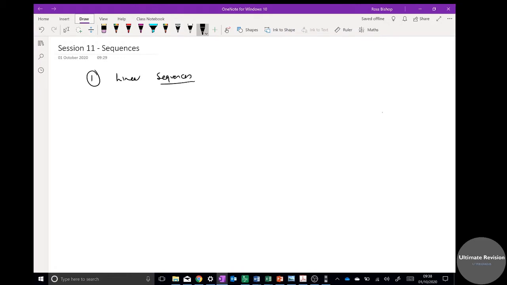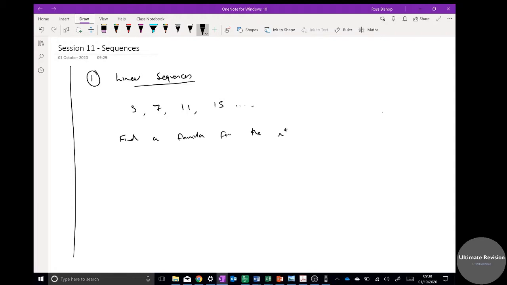We're going to look at some linear sequences. And you might be asked something like this. So we've got a sequence 3, 7, 11, 15, and the question could be: find a formula for the nth term.